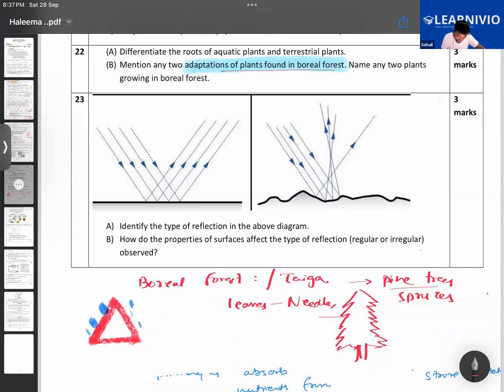The question is also asking about two plants that are found here. We have the example of the pine tree. You can give the example of spruce. Or we have the birch tree also, like white birch. So these are some of the examples. Hope this is clear.